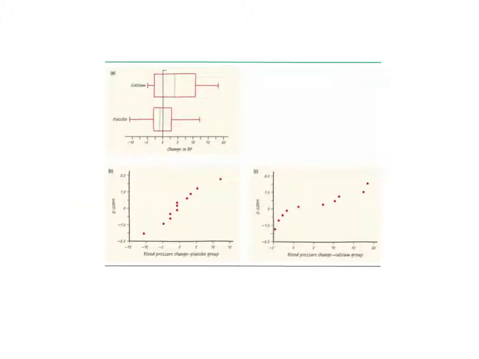So, let's take a look at the graphs. Let's look at the first one, A, the box plots. When looking at this graph, we can see that there are no clear skewness or outliers. So that's good. Moving on.